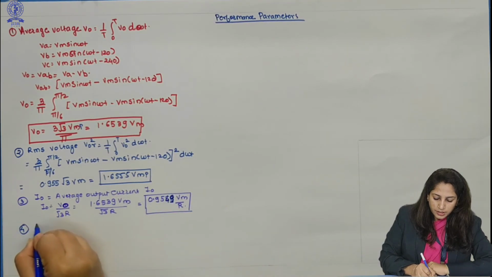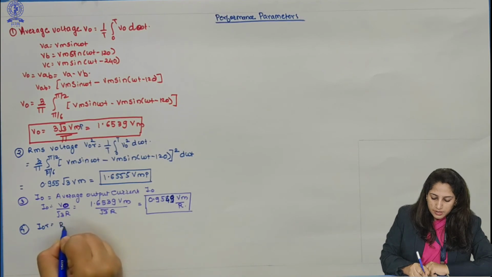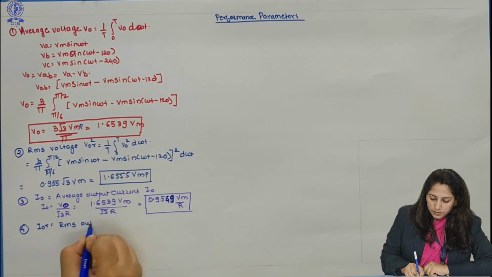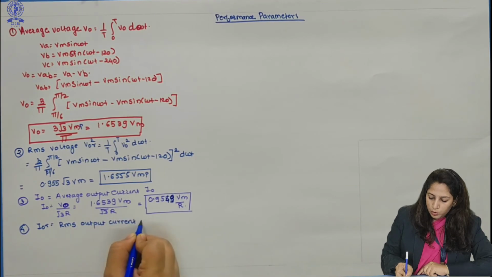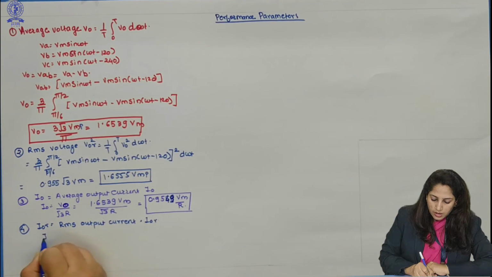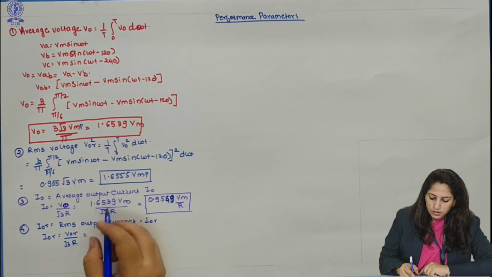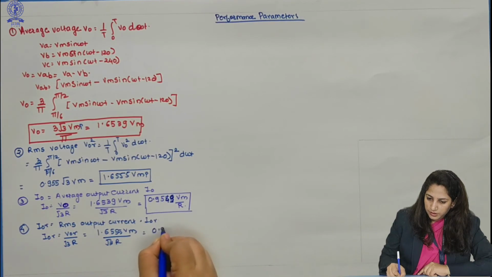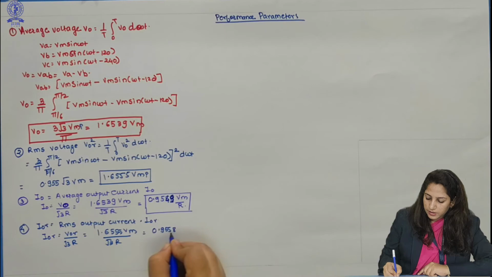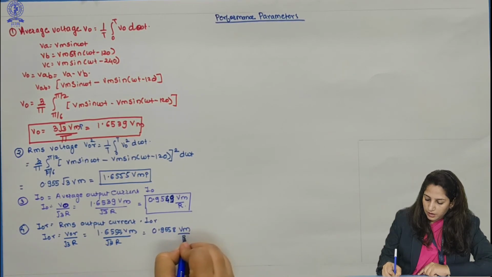Similarly, we will derive IOR, that is the RMS output current. IOR is equal to VOR upon root 3 R. We know the RMS value is 1.6555 Vm upon root 3 R. So this will become 0.9558 Vm upon R.